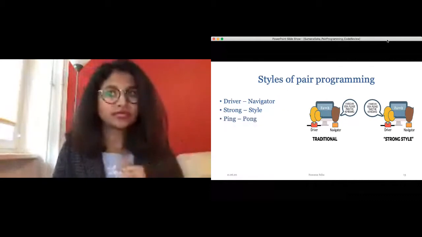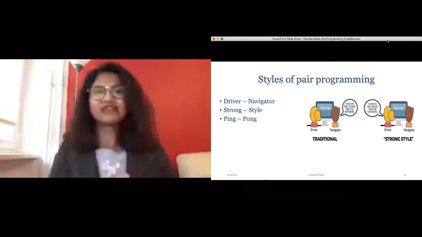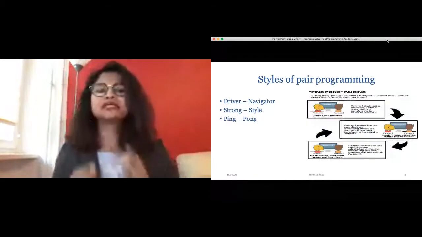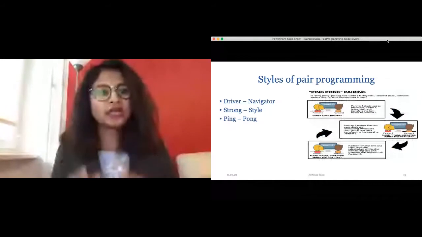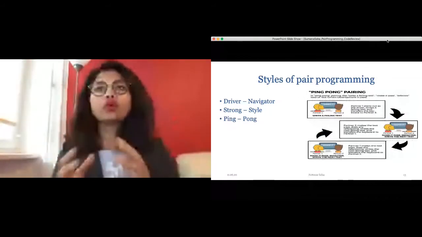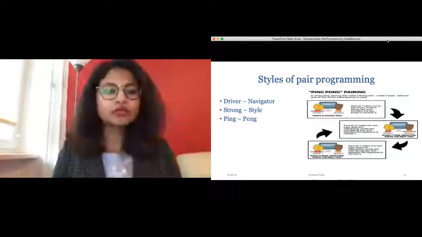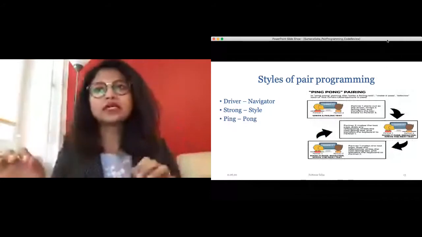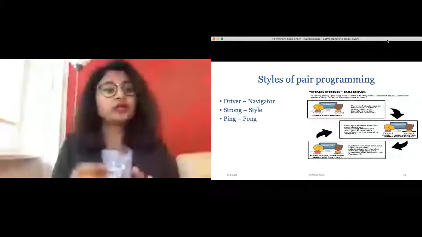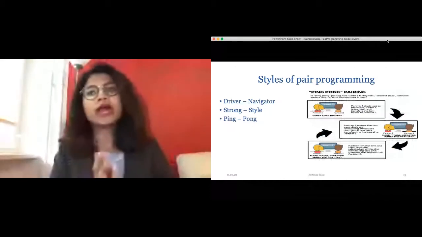Then we have ping pong style. Ping pong style is really funny. That means when somebody has some idea and they are trying to implement it in code, and then you don't know how to write it, sometimes you can write the test, sometimes a failing test, you can write the implementations, you can write the other parts.